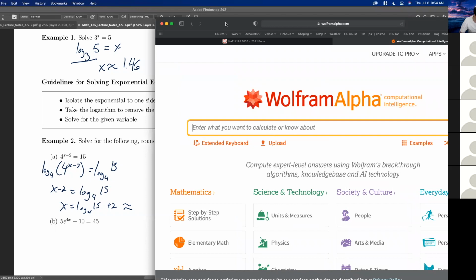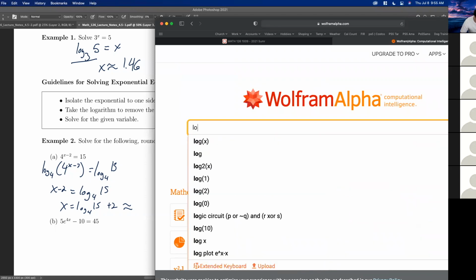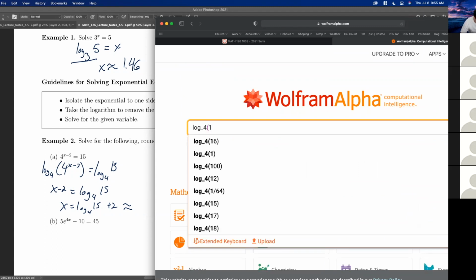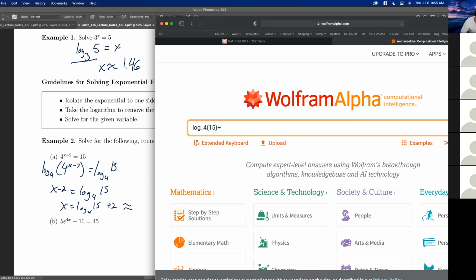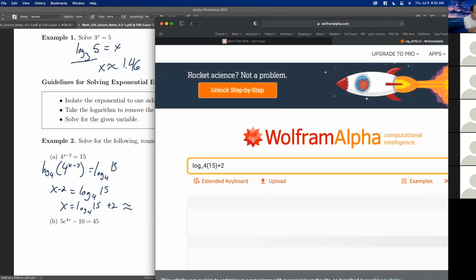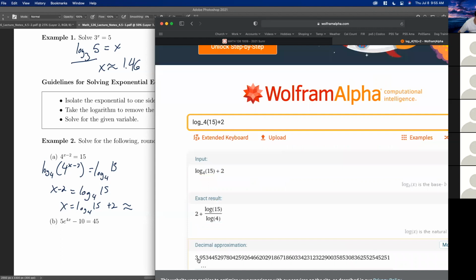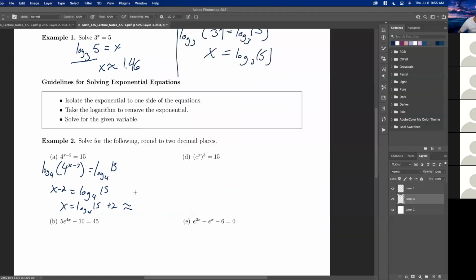All right. So here we have log base 4 of 15. I like to put that in parentheses, and I add 2 to it, and it gives me the exact result. But here we have roughly 3.95, and we'll round down since this is a 3. So 3.95. Let's just write that in. 3.95.